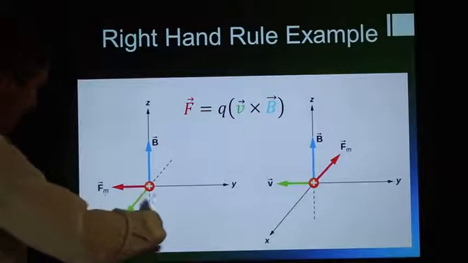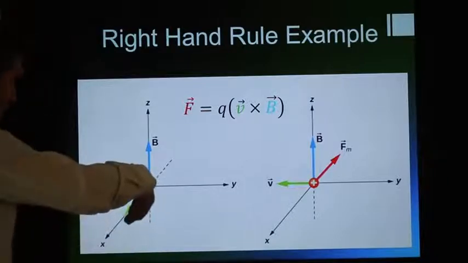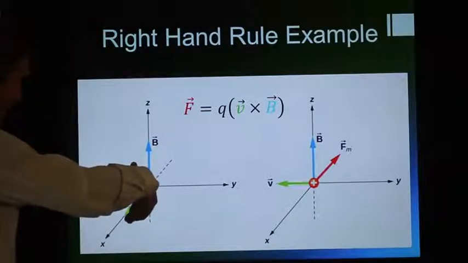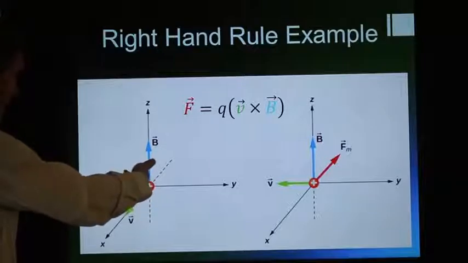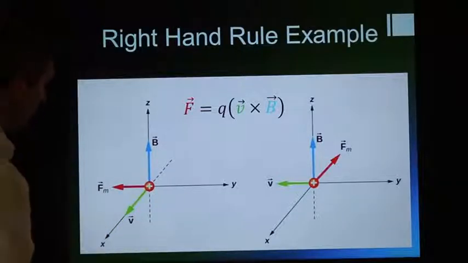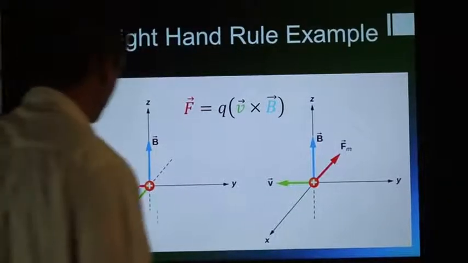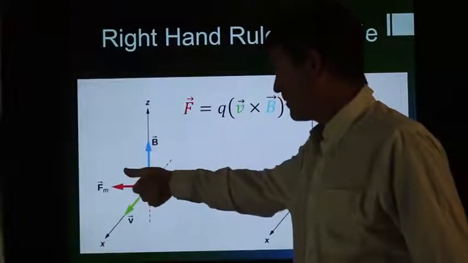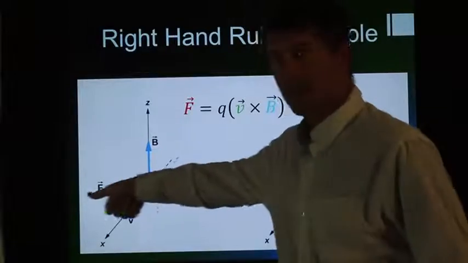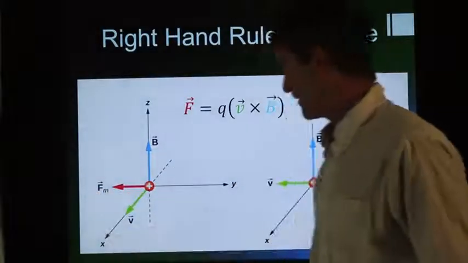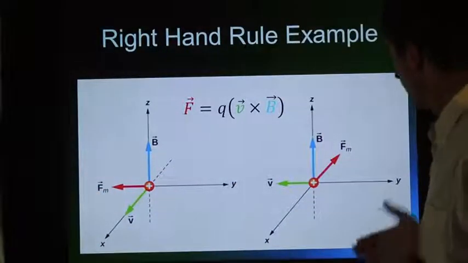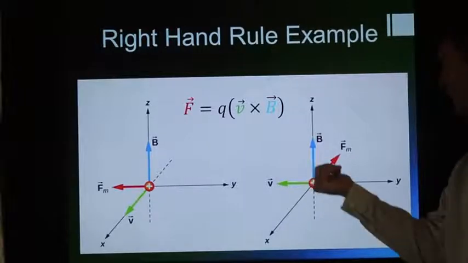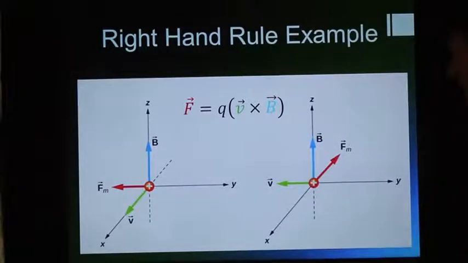Here we have our velocity in the X direction. We're going to curl our fingers toward the magnetic field in the Z direction. So V cross B gives us our force right there. Again, V cross B puts our force into the board right here.